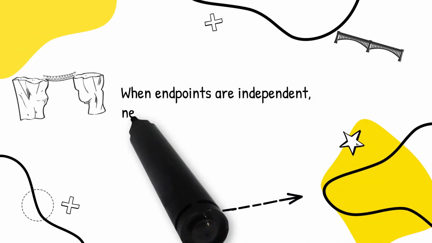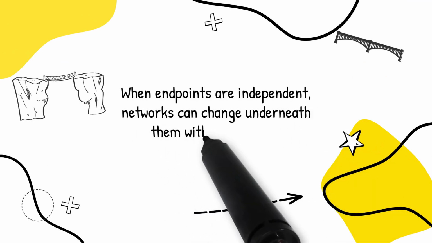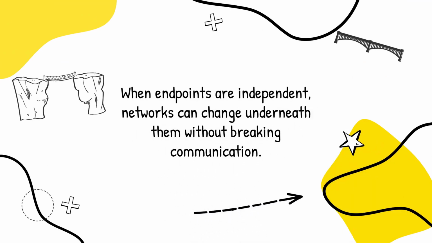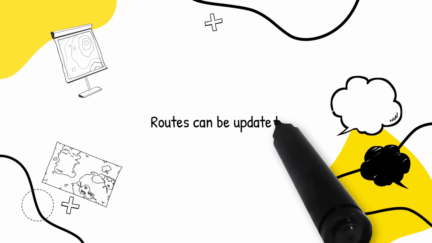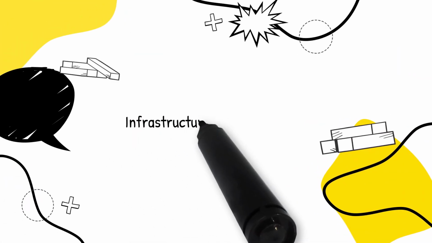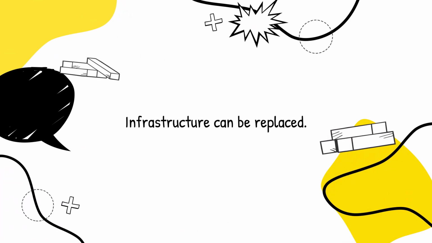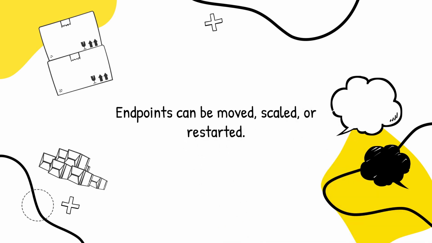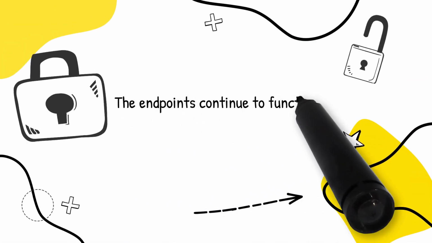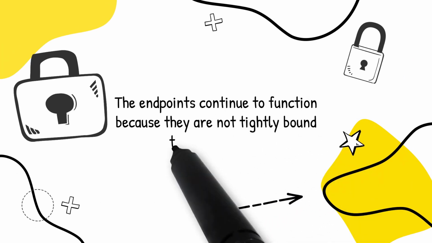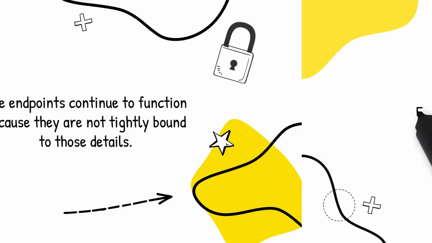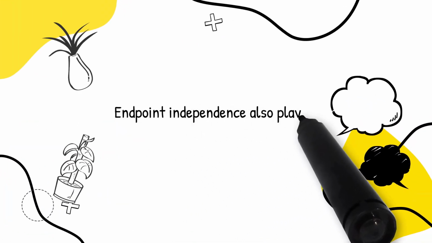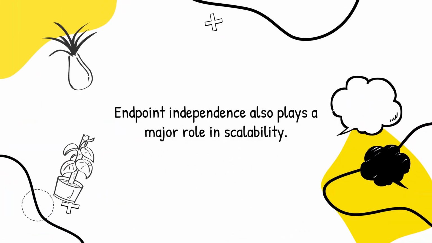From a network behavior perspective, this independence is critical. When endpoints are independent, networks can change underneath them without breaking communication. Routes can be updated, infrastructure can be replaced, endpoints can be moved, scaled, or restarted. The endpoints continue to function because they are not tightly bound to those details.